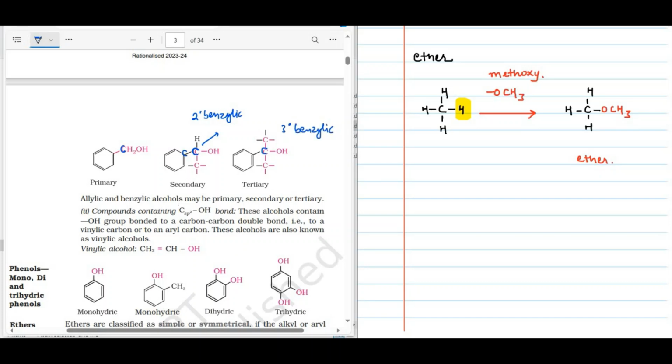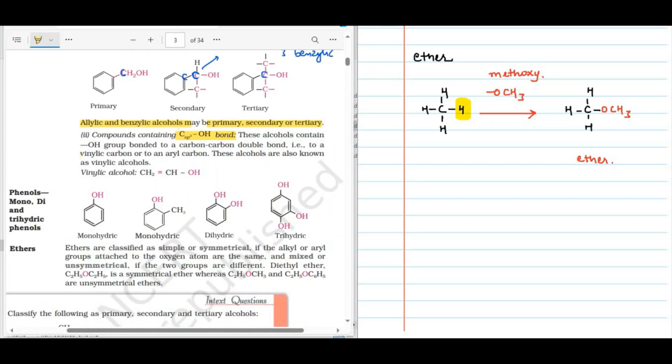And the alcohol will be tertiary benzylic alcohol. Allylic and benzylic alcohol may be primary, secondary or tertiary. Now come to another class of alcohol: compounds containing sp2 hybridized carbon and OH bond. These alcohols contain an OH group bonded to a carbon-carbon double bond, that is, to a vinylic carbon or to an aryl carbon. These alcohols are known as vinylic alcohol.